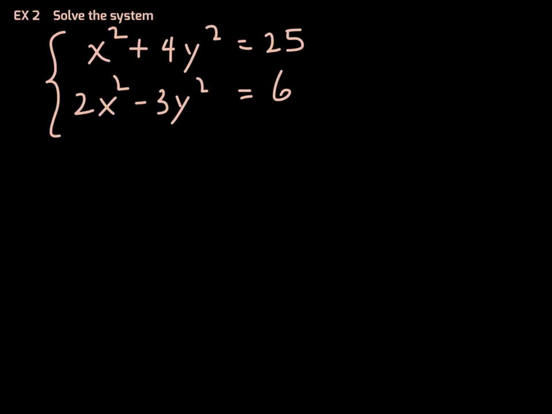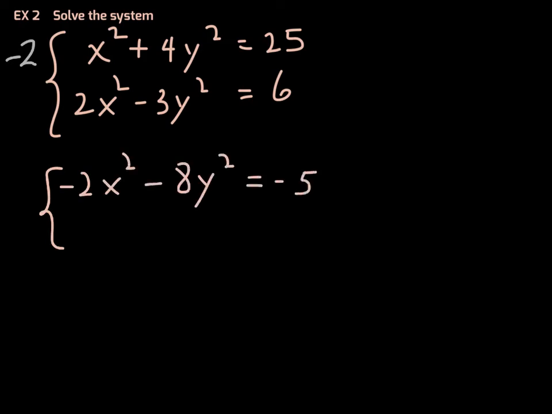I'm going to use the elimination method here. I notice that all the variables are being squared. So what I'm going to do, and remember there's many options for this, is multiply the first equation by -2. When I multiply the first equation by -2, I end up with -2x squared -8y squared is equal to -50.